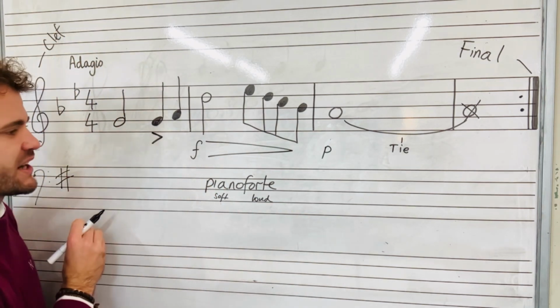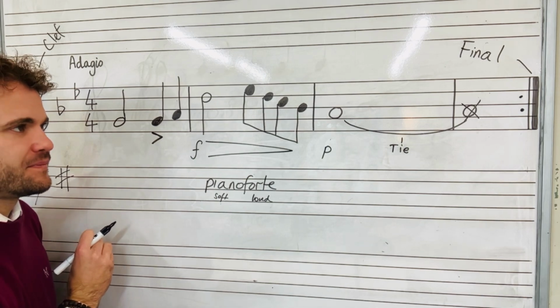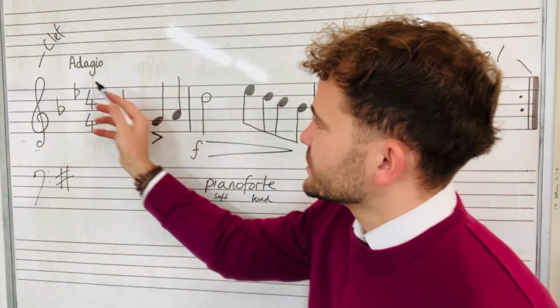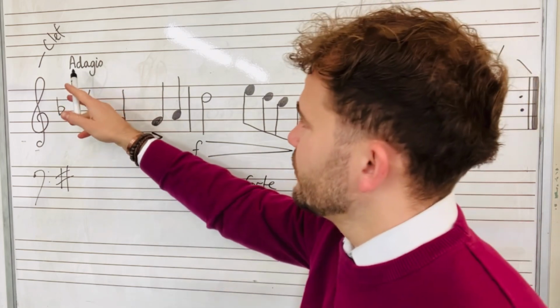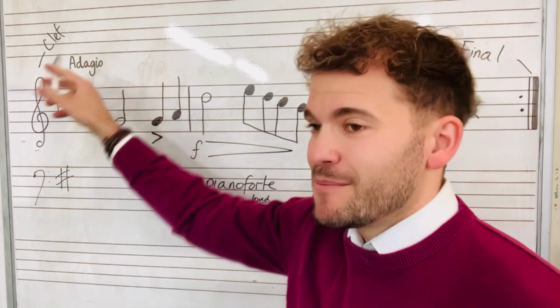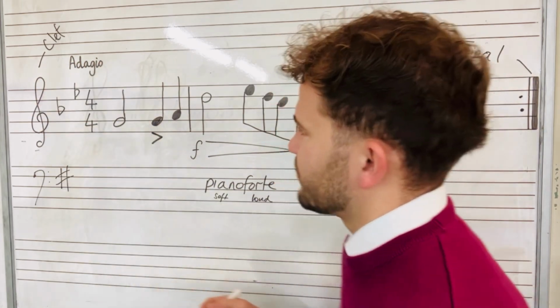That just means that you press the note a little bit harder. And finally, the expression mark at the top of the piece. Also, normally the tempo marking. We've got the word adagio up here, which means slow. And that is just the tempo, that's the speed of the music that you're going to play it.